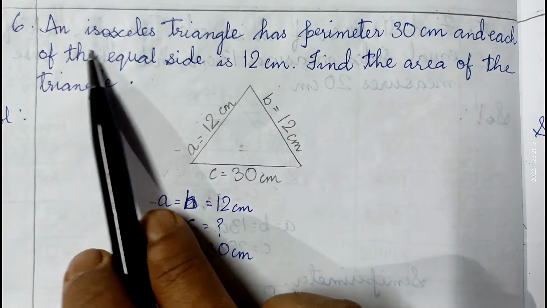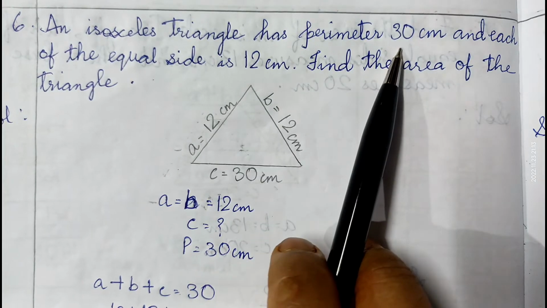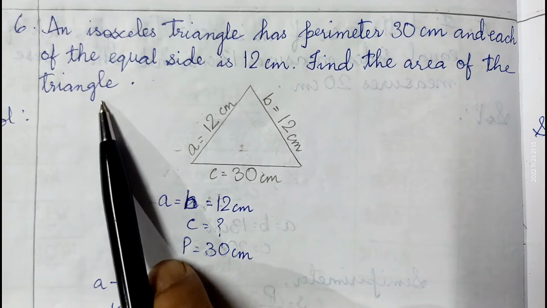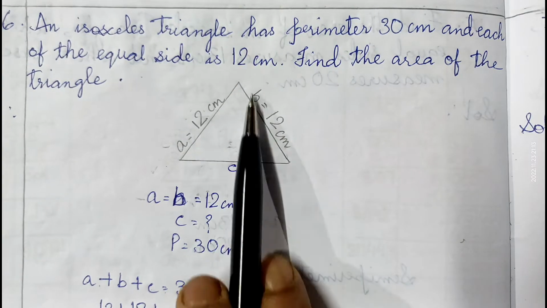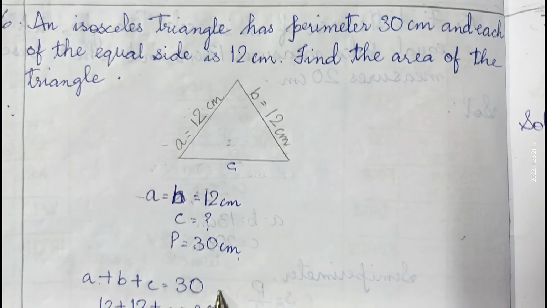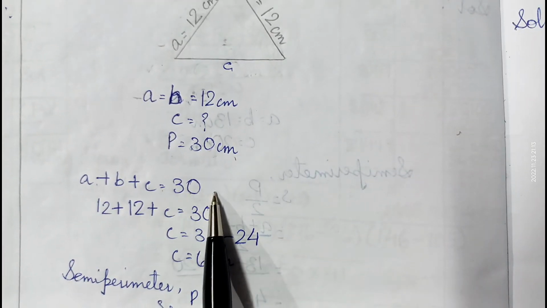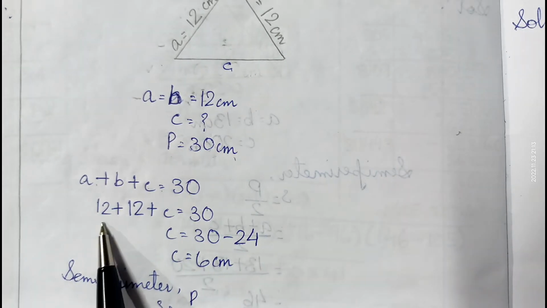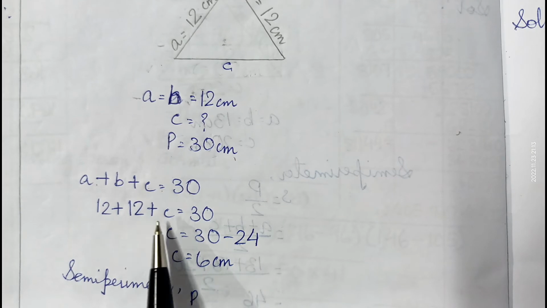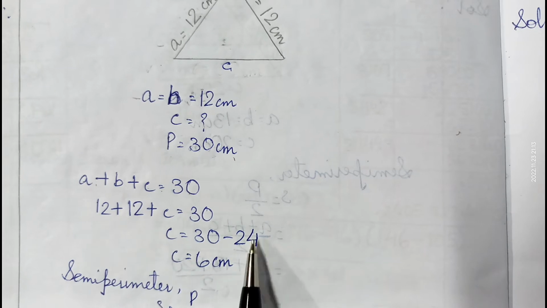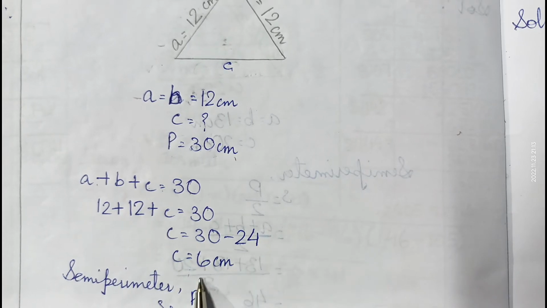Question number 6. An isosceles triangle has perimeter 30 centimeter and each of its equal sides is 12 centimeter. Find the area of the triangle. We can consider this side to be 12, this side also 12, and the third side is not known. Now, since perimeter is 30, we can write a plus b plus c equal to 30. a is 12, b is also 12, but c is not known. So we can write 12 plus 12 plus c equals 30, so c will be 30 minus 24, that means 6 centimeter. So we got all the sides.